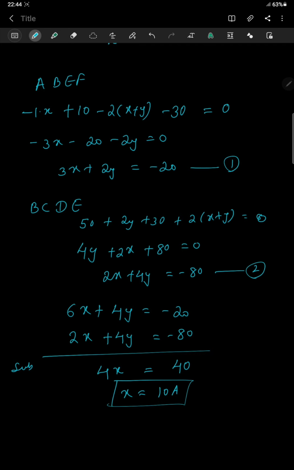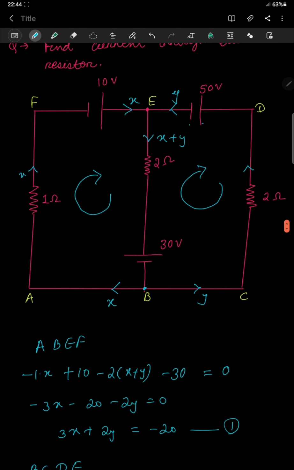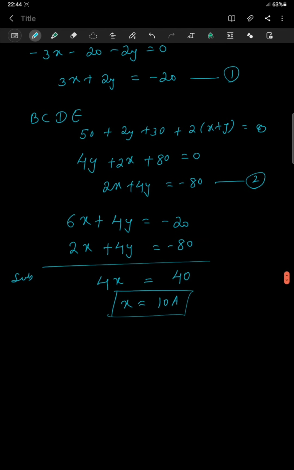So you see where this x is: that means in the 1 ohm resistor the current flowing is 10 ampere. This one we found out. Then we have to find out y also. So again, this will give you 30.